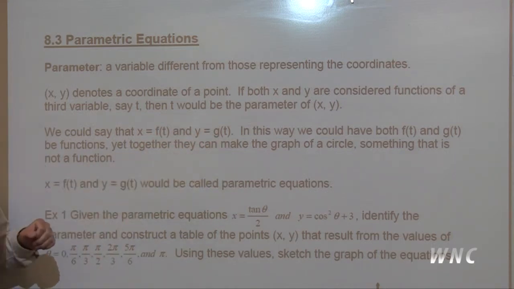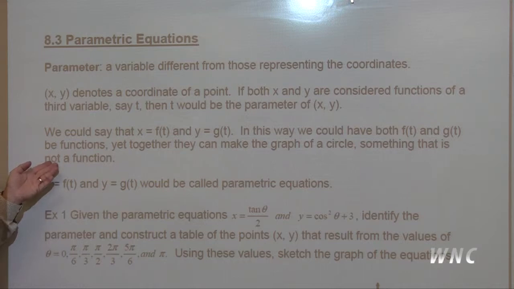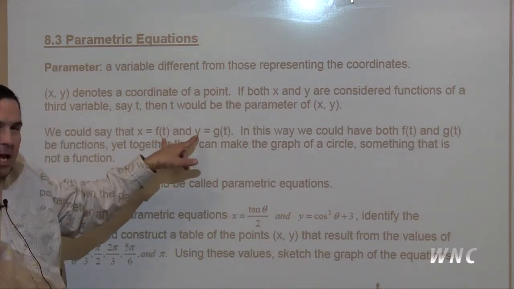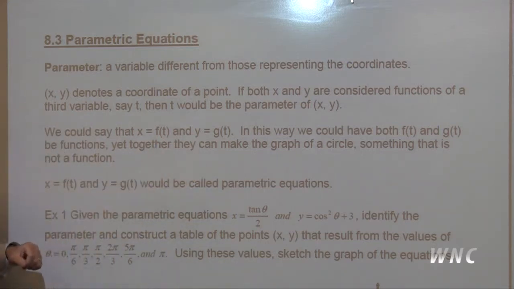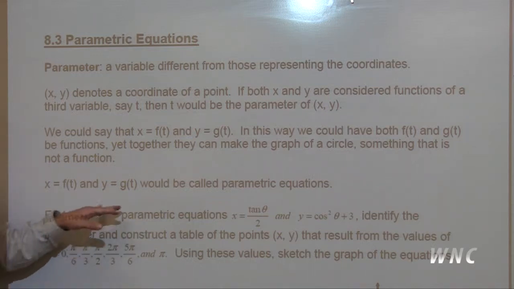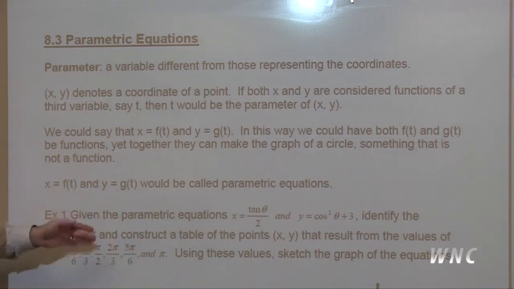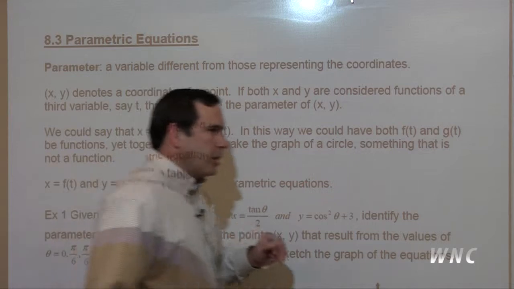In this way, we could have both f of t and g of t be functions, yet together they can make the graph of a circle. Well, a circle is not going to be a function, except these two can be functions. So x equals f of t, y equals g of t would be called parametric equations because they're equations with a new parameter of t. That's all there is to it, just another parameter. So you maybe have a little more work because you have one extra equation to deal with.